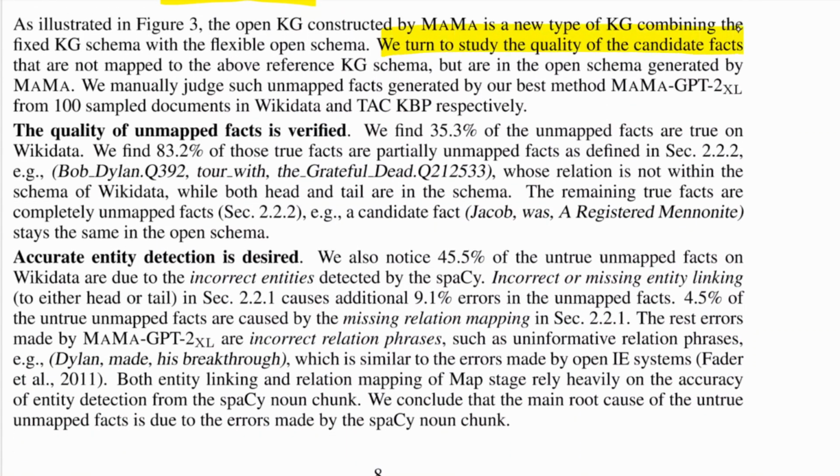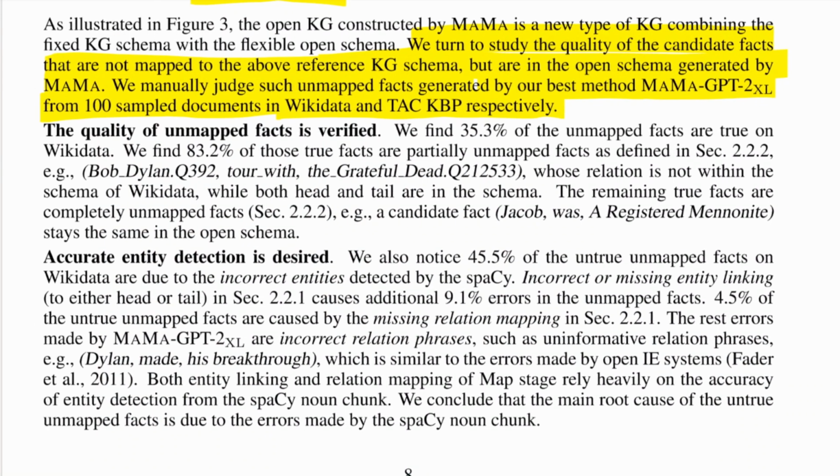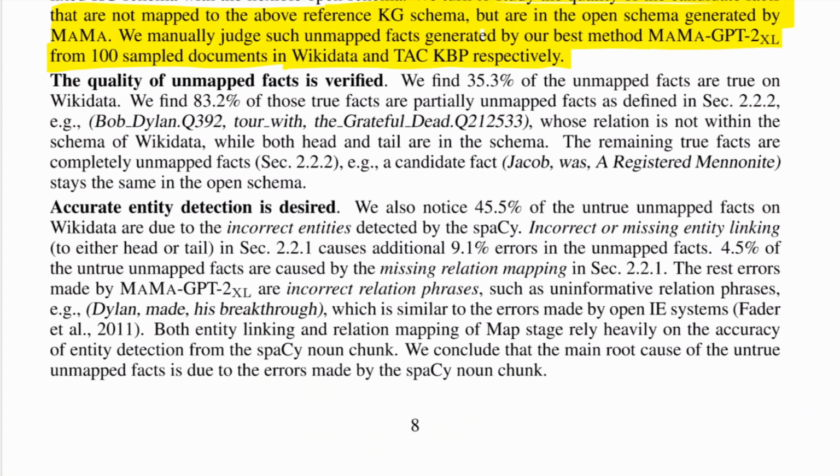We turn to study the quality of the candidate facts that are not mapped to the above referenced knowledge graph schema, but are in the open schema generated by MAMA. We manually judge such unmapped facts generated by our best method from 100 sampled documents in Wikidata and TAC KBP respectively. So they go as researchers, they look at these things and they judge whether or not they're true given these documents in Wikipedia. They say the quality of unmapped facts is verified. So the claim is that they've looked at them and they are good.